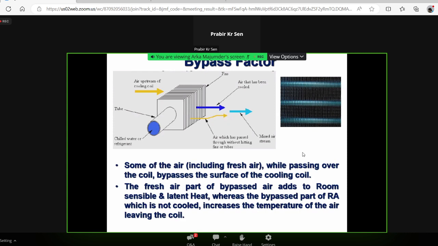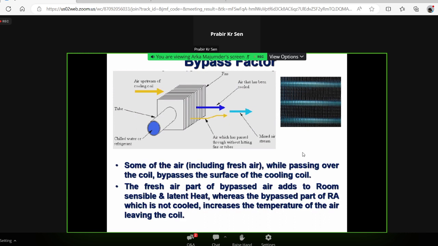Return air temperature is 24. So some amount, 12%, of 24 degrees centigrade air comes straight, unaffected, through the cooling coil. So the cooling coil outlet temperature will be a little more because of that, and it will never be equal to the cooling coil body temperature. There is a term for the cooling coil body temperature. We call it apparatus dew point. We'll come to it later on.